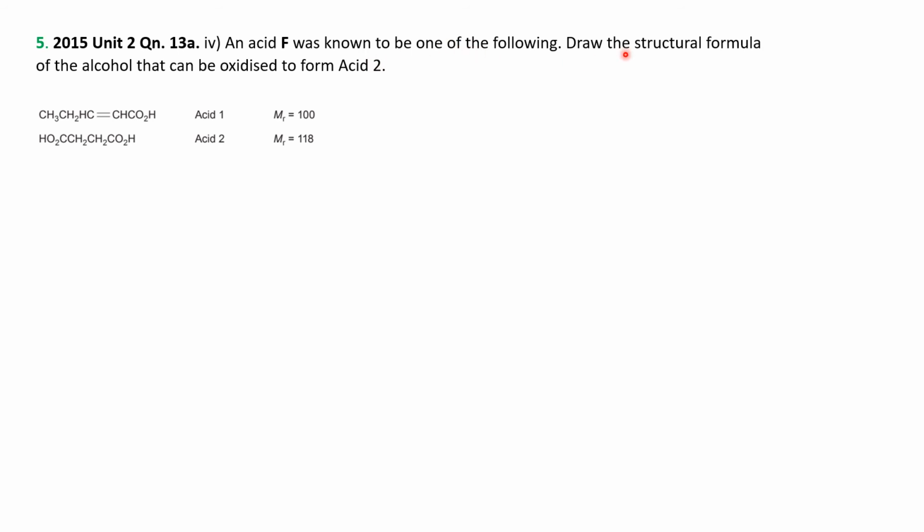Acid was known to be one of the following. Draw the structural formula of the alcohol that can be oxidized to make acid 2. Well, here's acid 2, and you see it's got 2 acid groups there, which means we have to have 2 primary alcohol groups in it as well. It's 1, 2, 3, 4 carbons, so it's just going to be 4-carbon butane-1,4-diol.